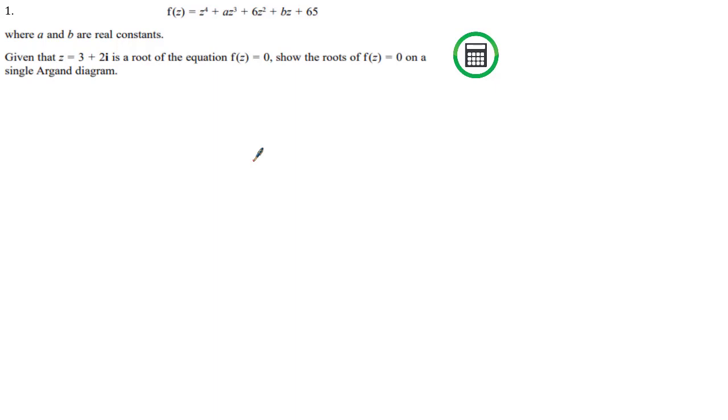Hi guys, and welcome to this tutorial where we're going to be trying something a little bit different, which will be looking at specific topic questions from different exam boards. And today we'll be starting with complex numbers.